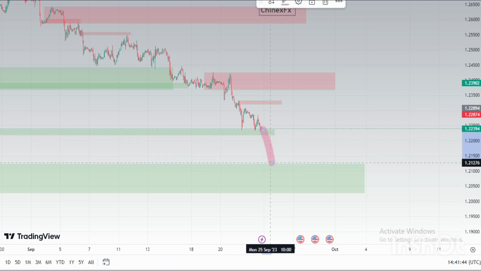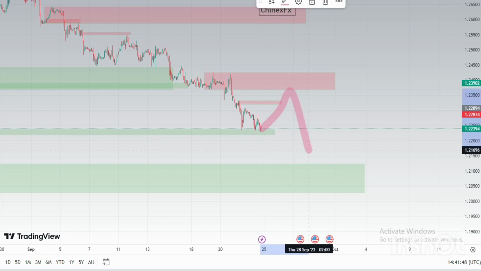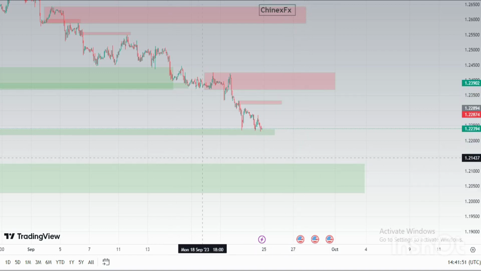But let's see how it goes this week. So for GBP USD, I'm expecting more bearish intent. If we go up, it will be towards mitigation, that's done. So I hope that's clear enough, guys.